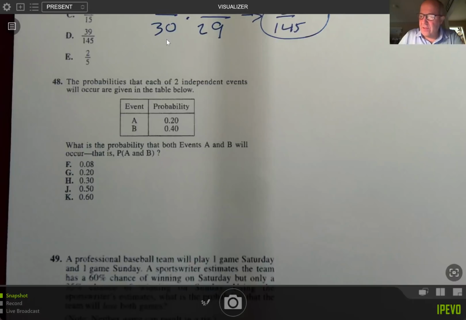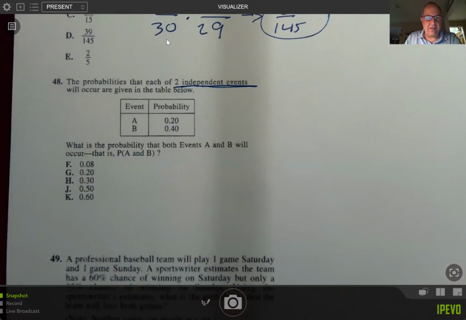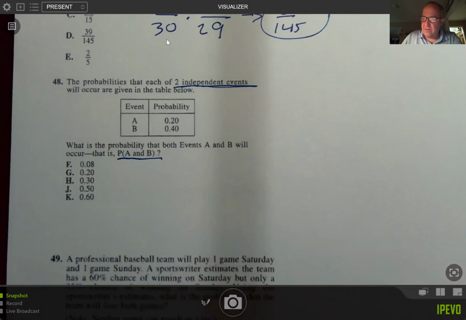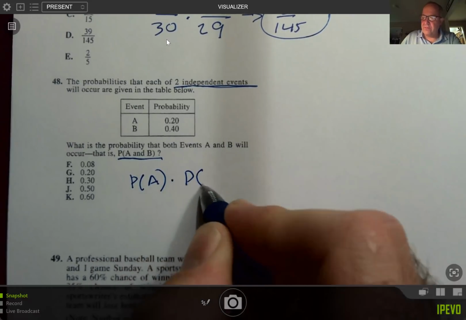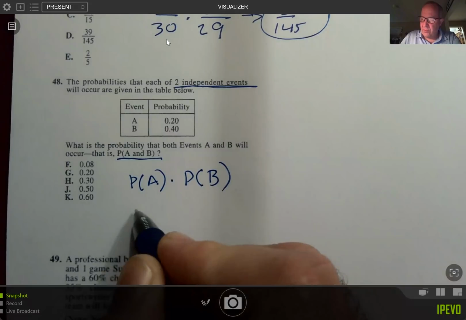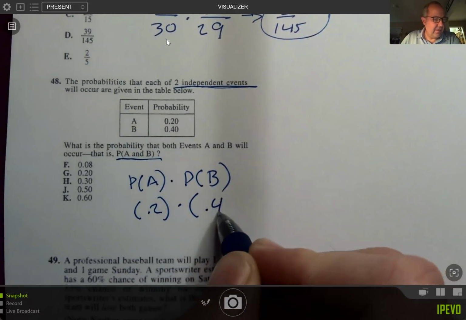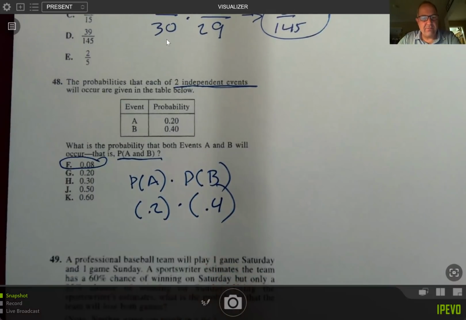Okay, now they're telling us something here. It's 2 independent events. That means one doesn't affect the other. And they want to know what's the probability of A and B happening. Well, that would be the probability of A times the probability of B. So 0.2 times 0.4, and that results in 0.08, letter F.